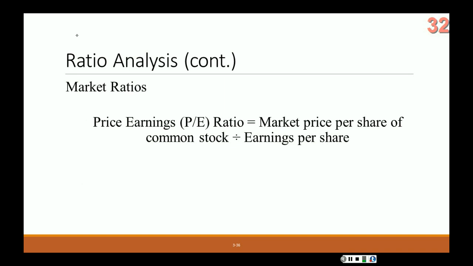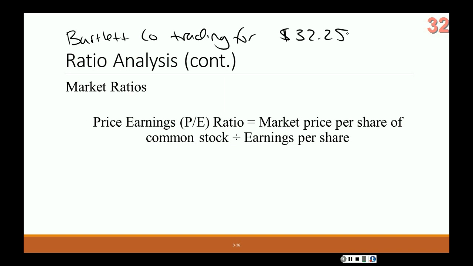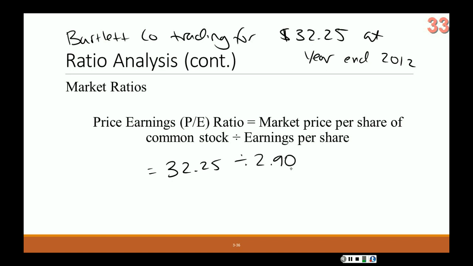So first you would need to know the market price of common stock. Bartlett Company is trading for $32.25 at year-end 2012. So we can use this to calculate our price-earnings ratio. Market price, $32.25, divided by earnings per share, found on the income statement at the bottom. We also just calculated that at $2.90. That's 11.1.